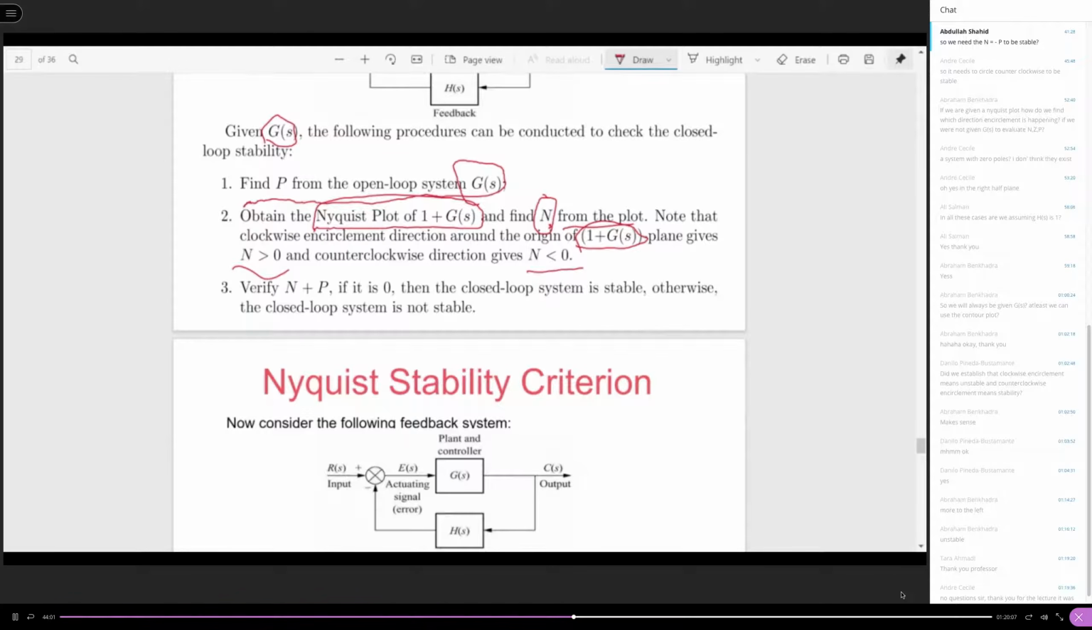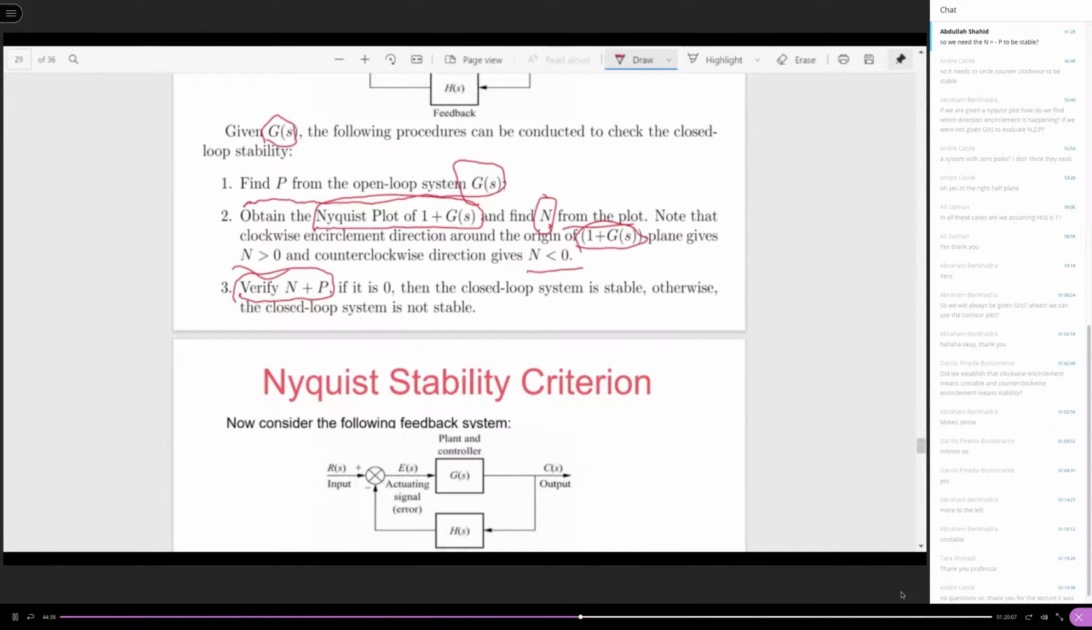Okay, so now you have the information of p and you have the information of n. What you need to do is verify n plus p. Carry the signs of the numbers, right? Because p can only be positive. P cannot be negative. I mean, what do you mean by -2 number of right half plane poles of G of s? That doesn't make any sense, right? So p is always positive.